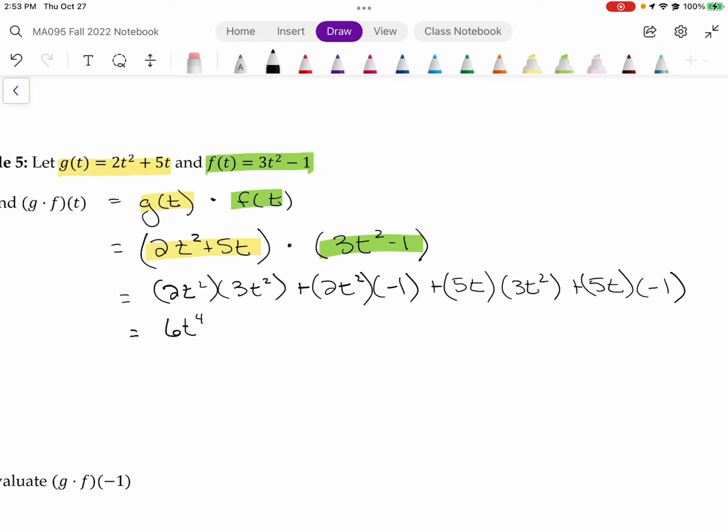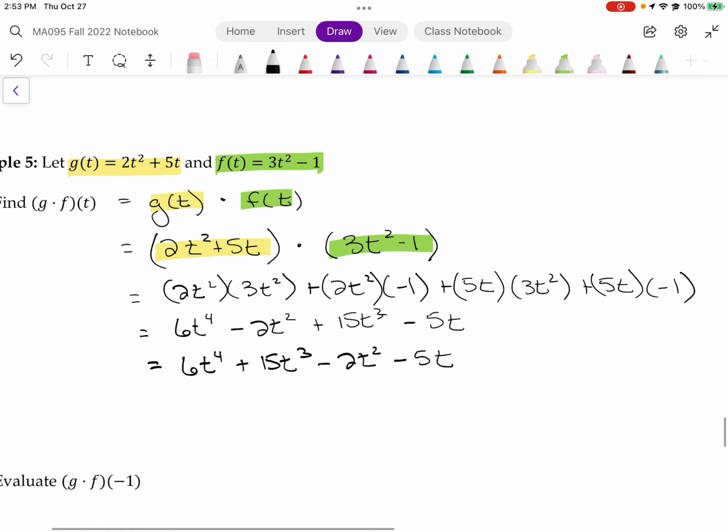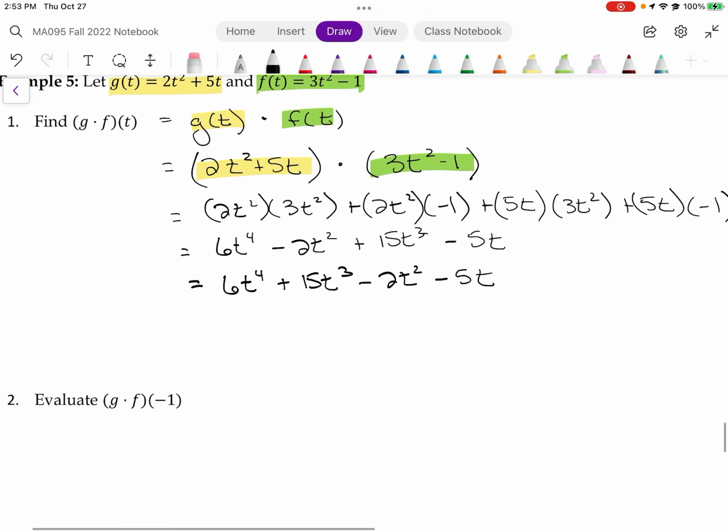And you should get 6t to the 4th minus 2t squared plus 15t cubed minus 5t. All right, so I'm going to put this in order, and I get 6t to the 4th plus 15t cubed minus 2t squared minus 5t. Okay, double checking all the details.